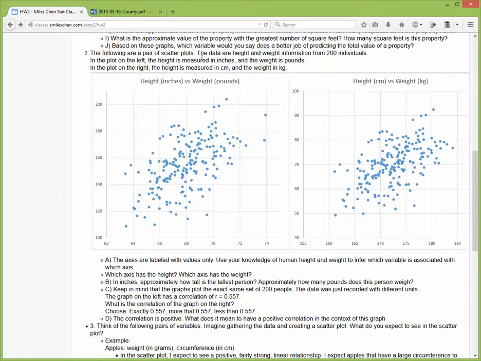Number 2, it says the following are a pair of scatter plots. The data are height and weight information from 200 individuals. In the plot on the left, the height is measured in inches, and the weight is pounds. In the plot on the right, the height is measured in centimeters, and the weight in kilograms.